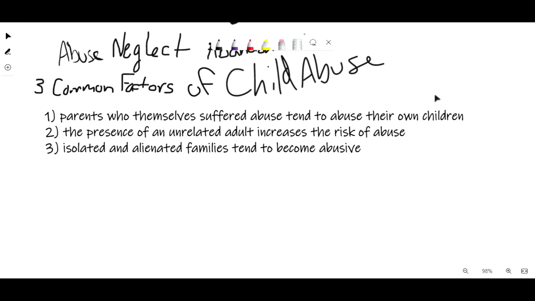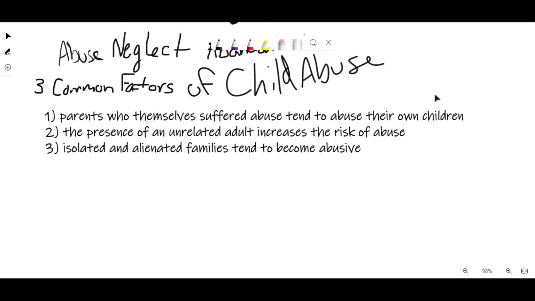And then the third is isolated and alienated families tend to become abusive. If they are off all by themselves and have no connection with anyone else, and they're really only social within themselves, there tends to be a higher rate of some sort of abuse. So these are just some of those common factors that are usually pointed out with child abuse, not to say that there aren't other factors, but those are the three main ones that come back up. Hint, hint, nudge, nudge, that totally might come up on an exam or a quiz or a discussion board.